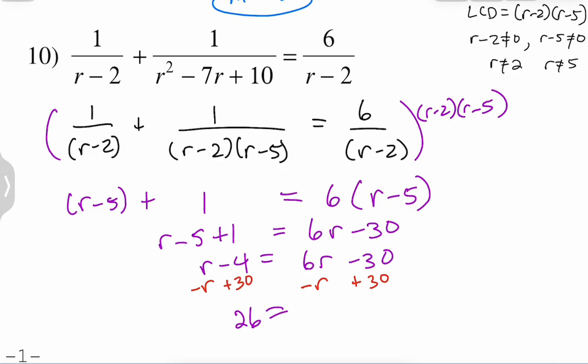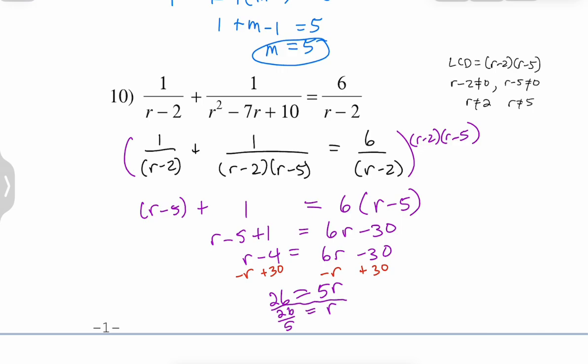6r minus r is 5r. I'm just making sure I didn't do anything funky. I think I'm okay. If I did do something, let me know. But anyway, we're going to now just divide by 5. So r is 26 divided by 5.